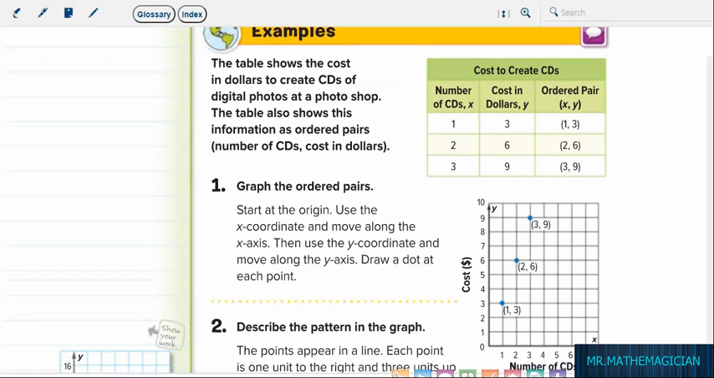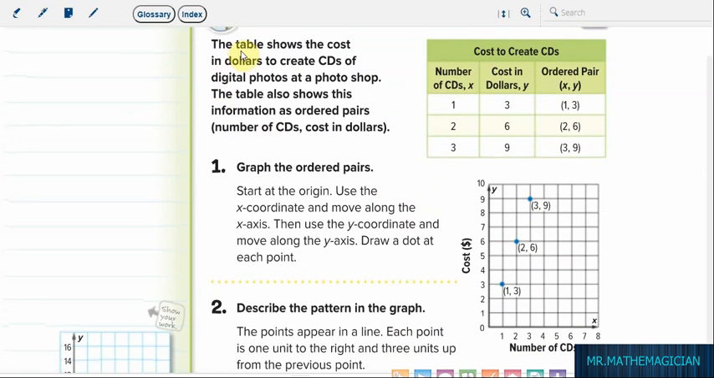Let me show you how. Let's take this example. The table shows the cost in dollars to create CDs of digital photos at a photo shop. The table also shows this information as ordered pairs. Number of CDs first is the x coordinate. Cost in dollars will be the y coordinate. So when we have one CD, it will cost $3. So 2 CDs, $6, 3 CDs, $9, and so on. So the ordered pairs as x and y are 1 and 3, 2 and 6, 3 and 9.